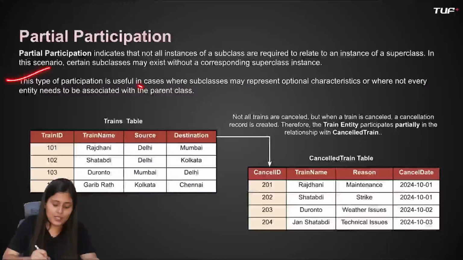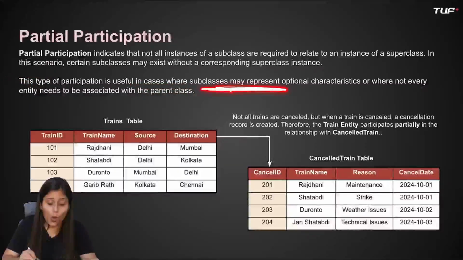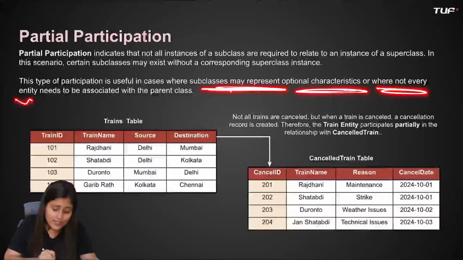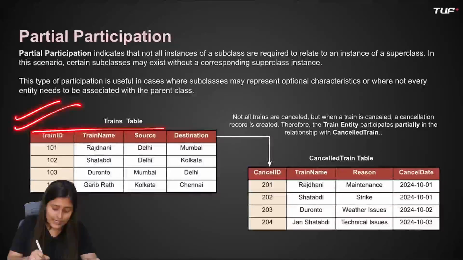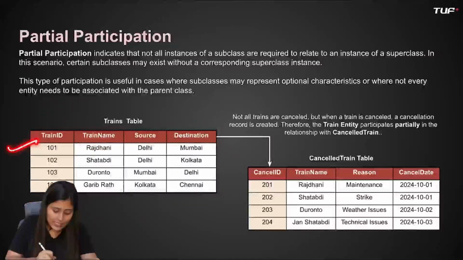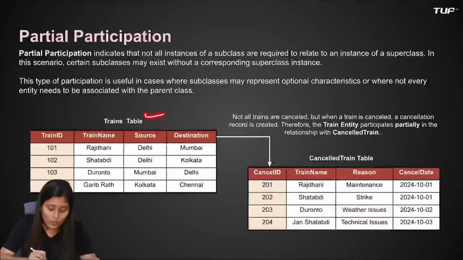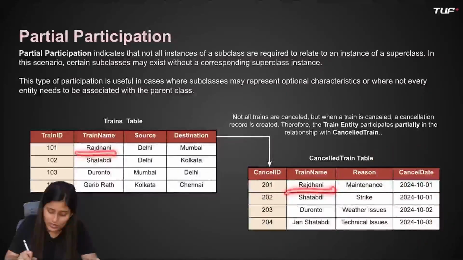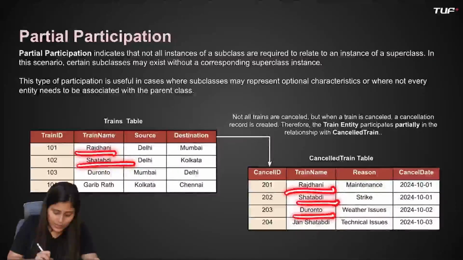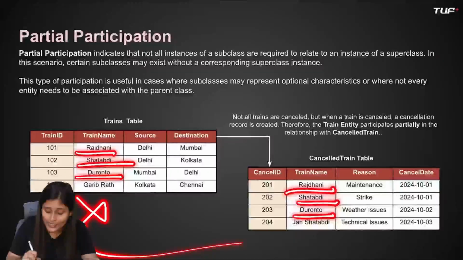This type of participation is useful in cases where subclasses may represent optional characteristics, or where not every entity needs to be associated with the parent class. Let's try to understand with an example. We have a train table, and we have trains like Rajdhani, Shatabdi, Duronto or Garib Rath, with train ID and source to destination address as well. Now, out of these trains, it might happen that because of maintenance, a strike, a weather issue or a technical issue, trains get cancelled. In the cancelled train table, we have Rajdhani, Shatabdi and Duronto. But Garib Rath has not been cancelled, so it's not there in the cancelled train table.